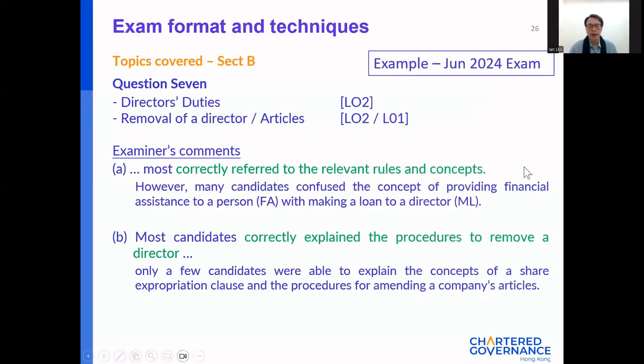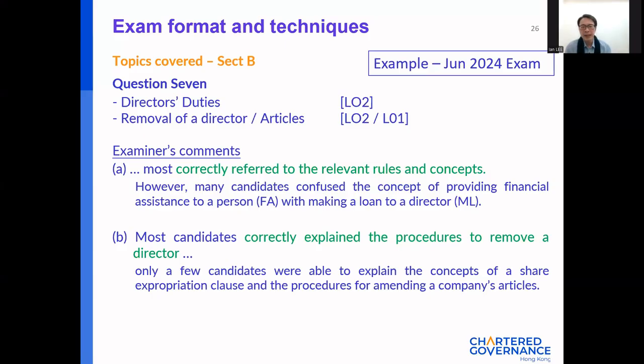So let's now look first at the examiner's comments. Directors' duties will fall under learning outcome 2. Removal of a director and the clause in the articles is learning outcome 2 and learning outcome 1. So for part A, most candidates correctly referred to relevant rules and concepts. So you can see that's an improvement. They have done quite well on that part.